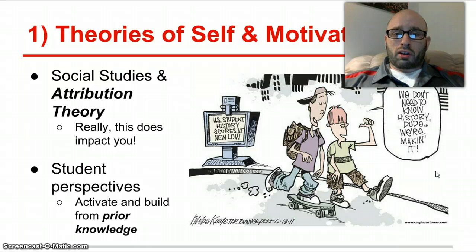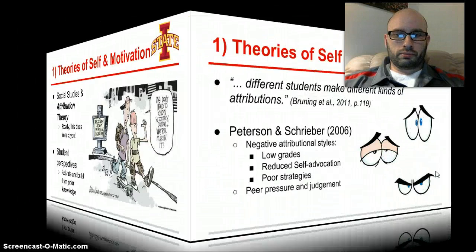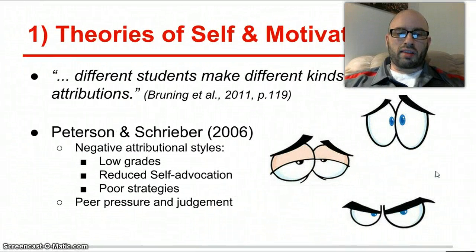In addition, when I start class, I love bringing in student perspectives. I want to activate and build from their prior knowledge. Bruning makes a statement on page 119 that different students make different kinds of attributions. So we have kids that have different backgrounds and experiences. And so one of the things that is my job as a teacher in my class is I need to make sure that we're all progressing in some regard.